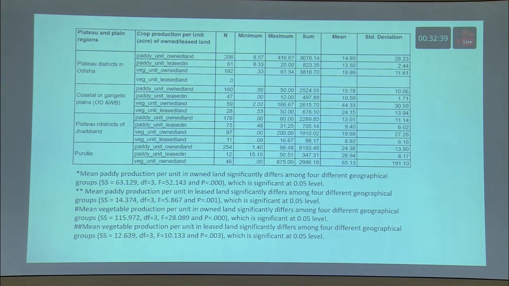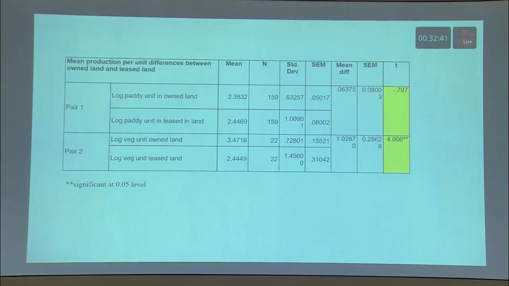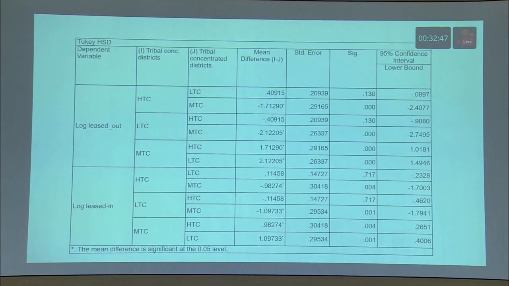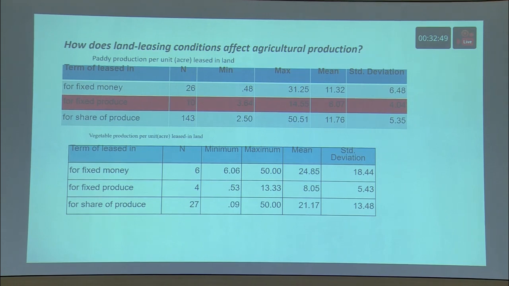Explaining these models will take time, so if anyone wants to know how it was conducted, I can do it later. But these are some of the results that you can see. How do land leasing conditions affect agricultural production? For fixed money, 6.8. For fixed produce, 4. You can see that's 11.32 mean. That means quintals in production. Fixed money and for share produce.